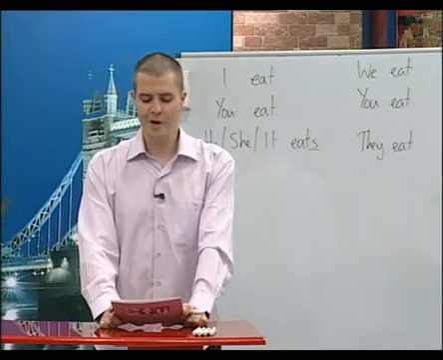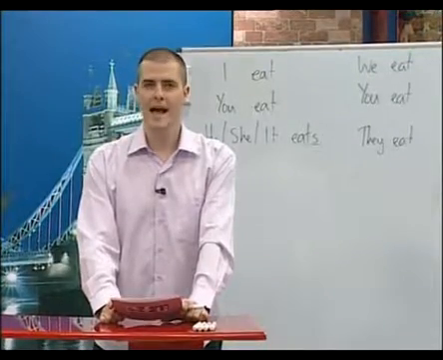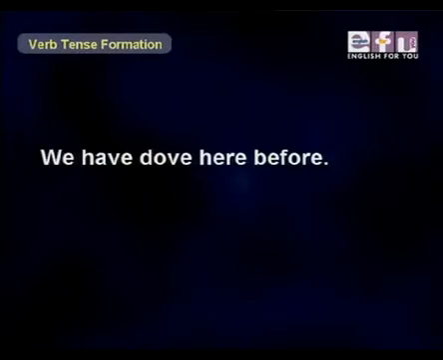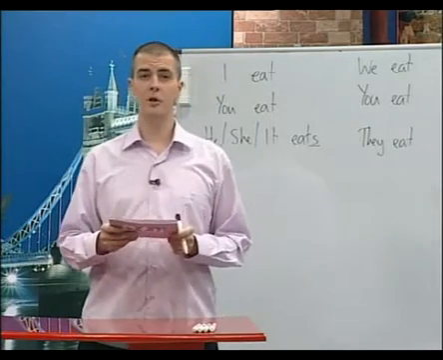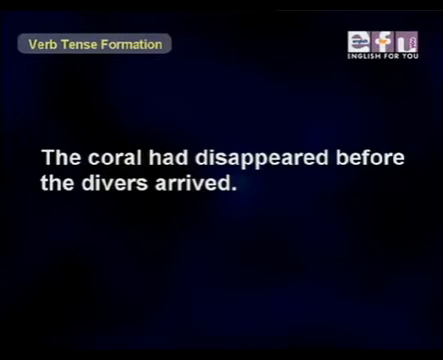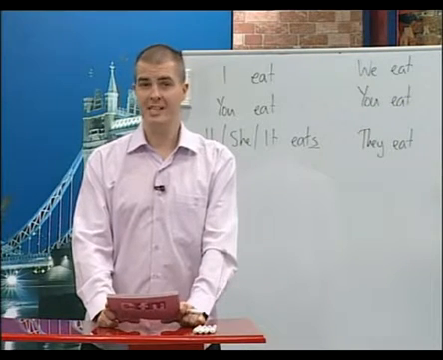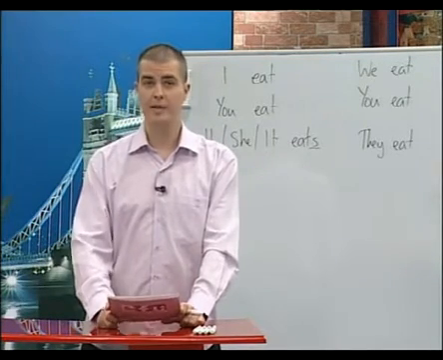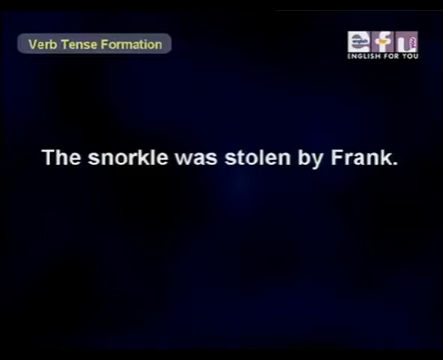To form the present perfect, we use have, has, plus past participle. Here's an example. We have dove here before. To form the past perfect, we use had plus past participle. The coral had disappeared before the divers arrived. To form the passive, we use is, are, was or were plus the past participle. Example, the snorkel was stolen by Frank.